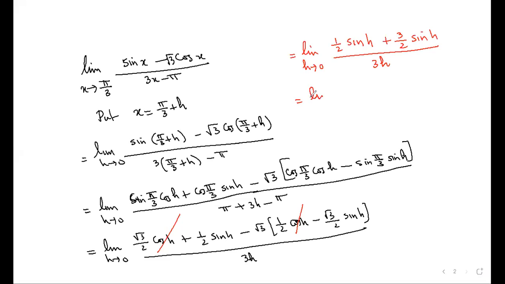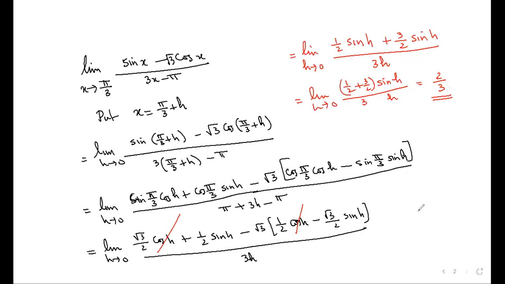That became limit h tending to 0 of (1 by 2 plus 3 by 2) into sin h upon 3h. Sin h upon h became 1. This became 2, hence 2 by 3. Understood this? Yes, sir.